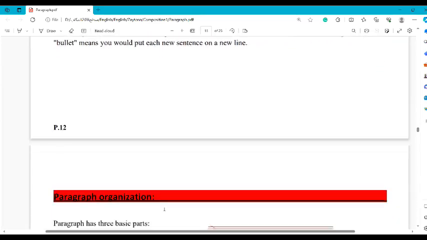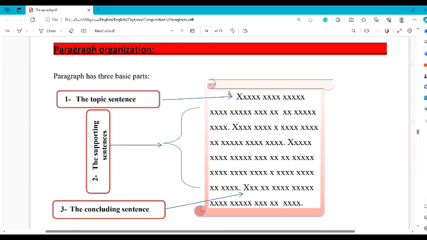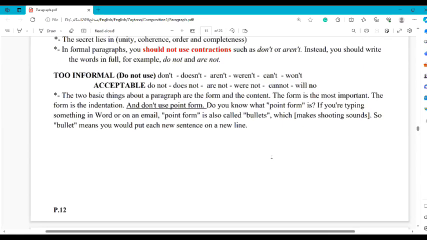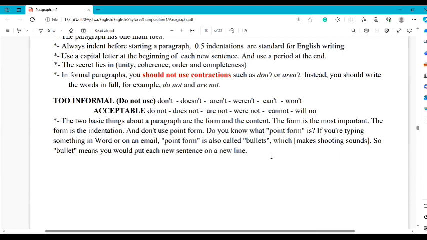As I show you here, for example, to leave indentation at the beginning. So this is an example of the form. It is to have a good form, like to preserve the margins on the left and on the right. So this is also called form. To have good handwriting, خط جيد, this is called good form. Okay, so it is necessary and important to have good form in the paragraph.